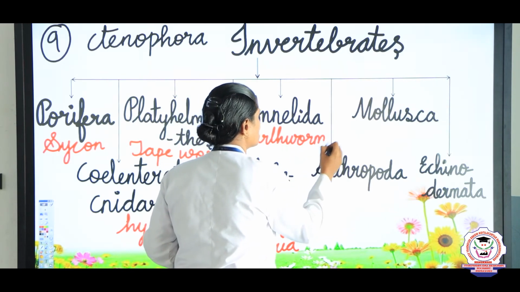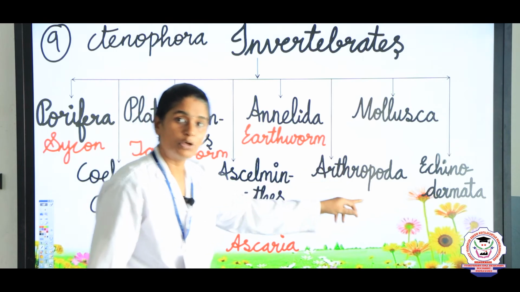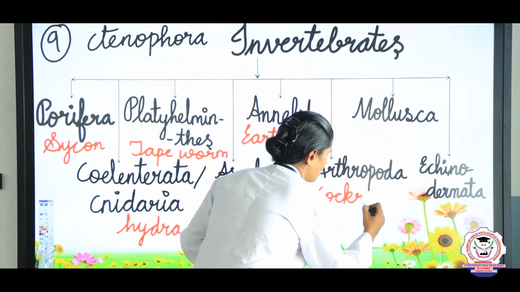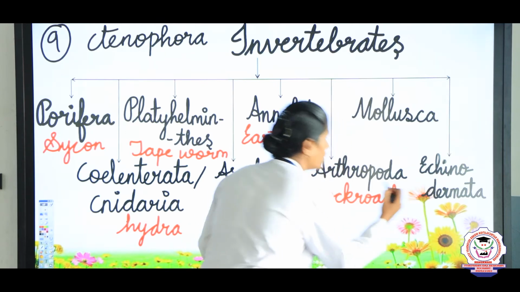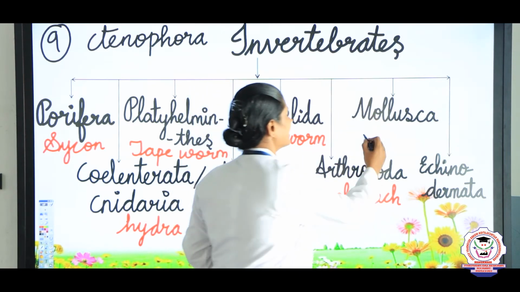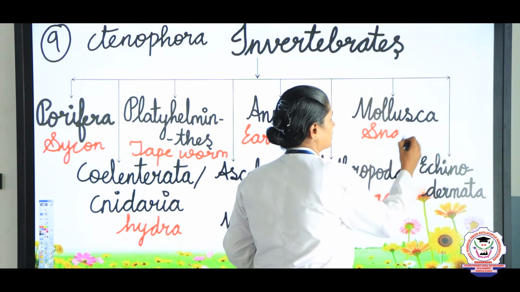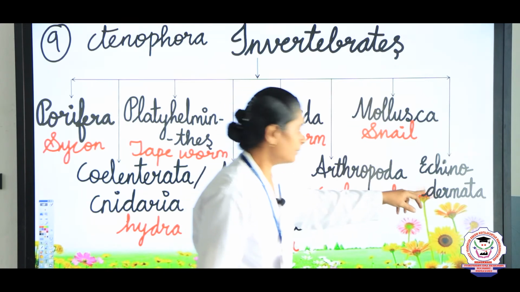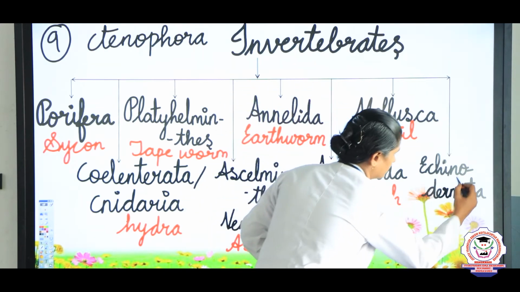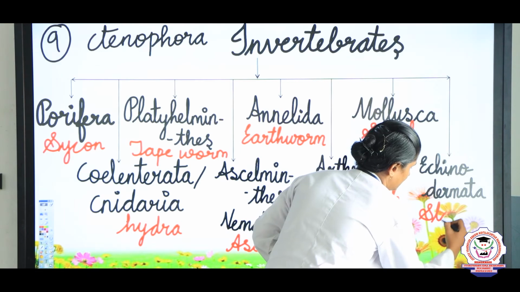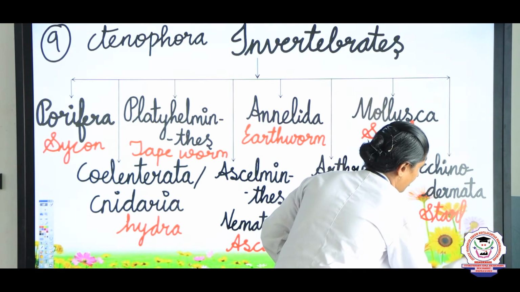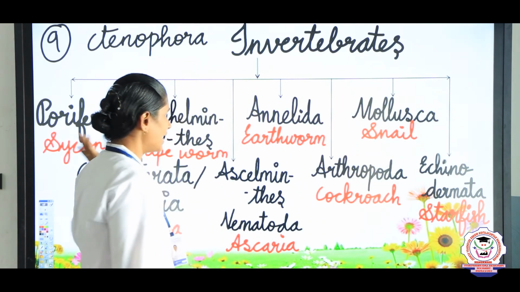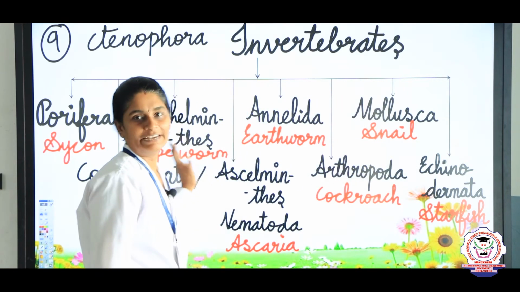E-A-R-T-H-W-O-R-M, earthworm. And example of Arthropoda is cockroach, C-O-C-K-R-O-A-C-H, cockroach. And for Mollusca it is snail. Okay, snail is an example of Mollusca. And then Echinodermata example is starfish, S-T-A-R-F-I-S-H. Okay. So, these are the examples of the 8 phylums, right.